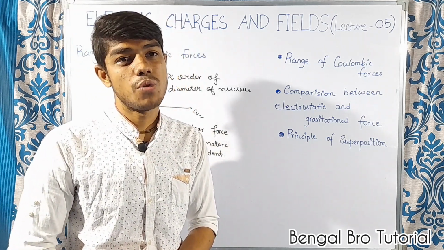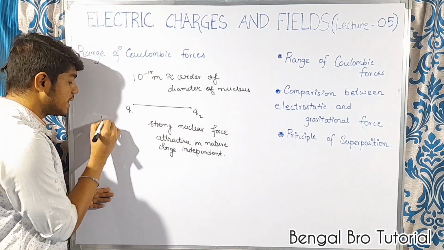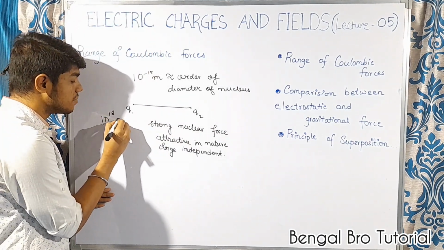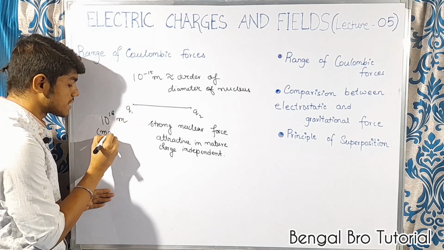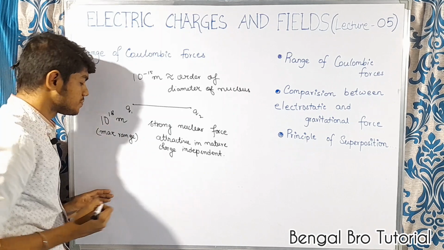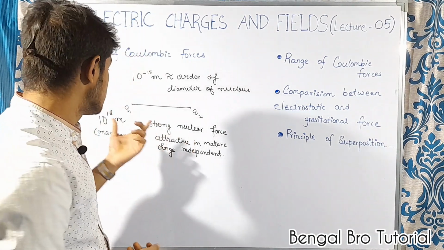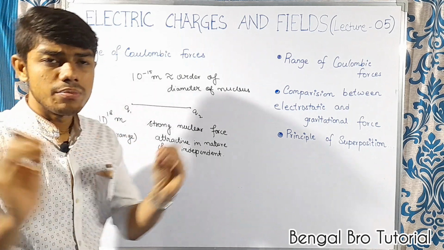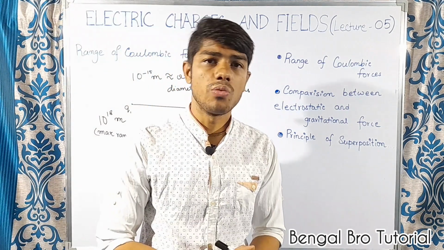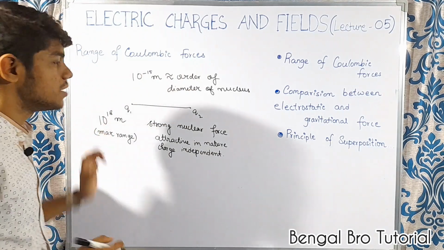So this was the minimum range of coulombic forces, and the maximum range over which coulombic force can act between 2 point charges is as large as of the order of 10 to the power 18 meter. It is the maximum range. Understood? So the maximum distance between 2 point charges over which coulombic forces can act is of the order of 10 to the power 18 meter.